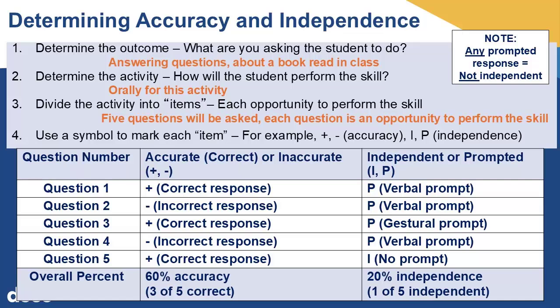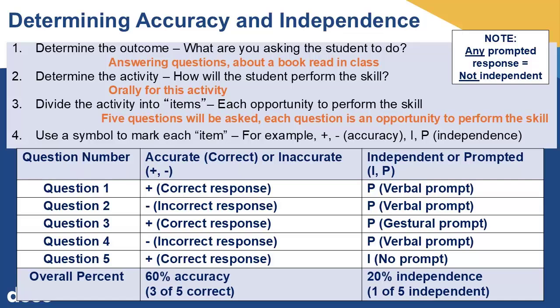This student is going to answer questions about a book read in the classroom. So you think about what's the skill that you're asking the student to do and how will they perform the skill. In this case, the student's going to orally answer. You know how many times you're going to give them an opportunity to answer that question. And that's going to be a chance for you to see how many are accurate responses and how many are independent. Now, if you're leading the classroom, you might not be able to do that. You might have somebody else helping you with that, because maybe you have 3 students that you're asking those questions.